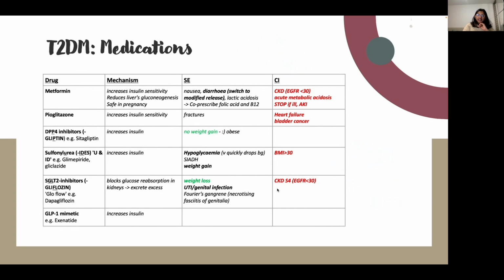Again, it's contraindicated in CKD stage 4 because it's quite harmful for your kidneys. I remember that by the fact that it actually works on your kidneys. So anything that affects it is going to make it worse.